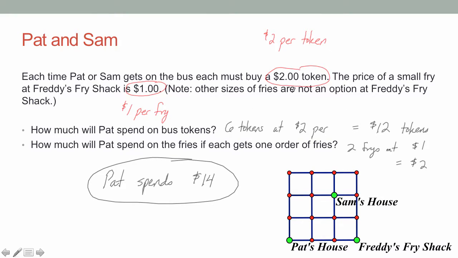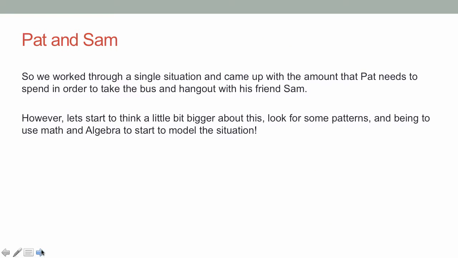All right, we're kind of quantifying everything, thinking through the scenario. Hopefully you're following along with this. So we went through a single situation and came up with the amount that Pat needs to spend in order to take the bus and hang out with his friend Sam. It cost him 14 bucks. However, let's start to think a little bit bigger about this, right? Let's use some algebra, let's use some math, and look for some patterns to start to model what is happening.